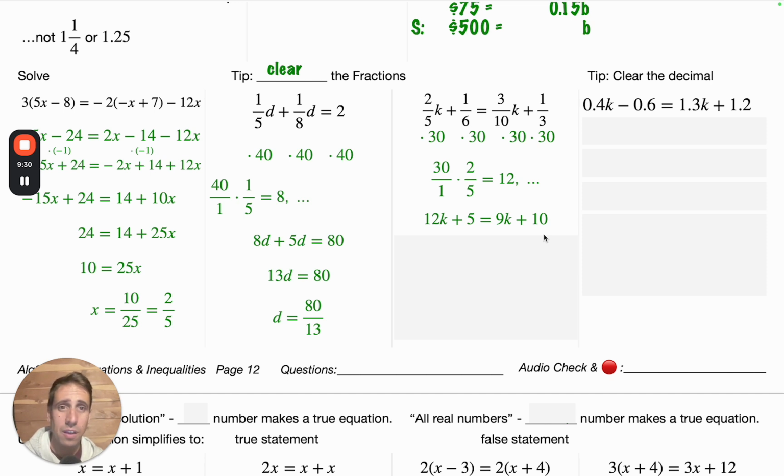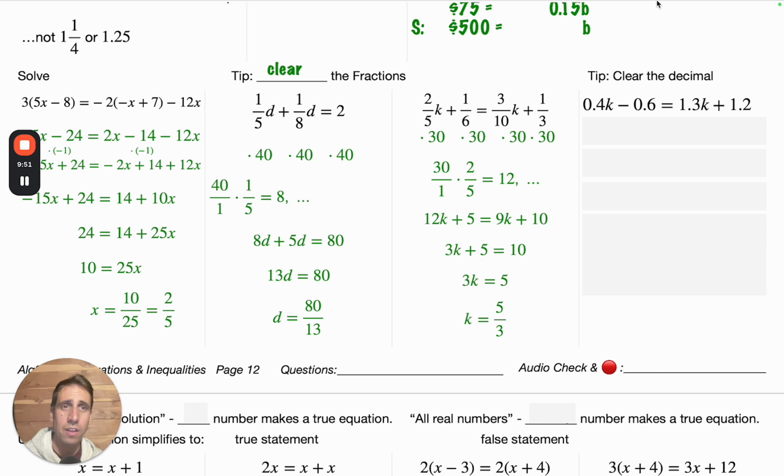Here we go. I think what I'm going to do is subtract 9k from both sides, because that just gets variables over to one side. And then I'm going to undo the addition and subtraction to get 5. And I'm going to divide both sides by 3 to get the answer. Boom. All right, so here we cleared the negatives. Here we cleared the fractions.